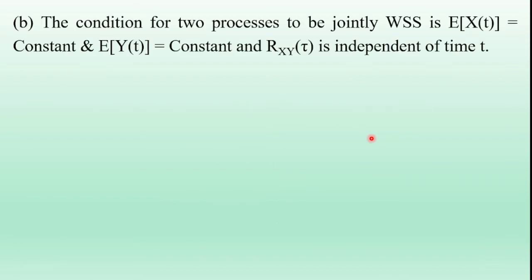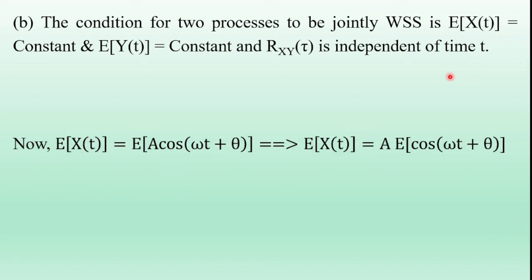And the second bit, solution: the condition for two processes to be jointly WSS is that expectation of x of t is constant, expectation of y of t is constant, and the cross correlation function is independent of time. If this condition is satisfied, the given random processes x of t and y of t are said to be jointly wide-sense stationary. In the first bit, Rxy of tau is already calculated, and that expression is independent of time t. Hence x of t and y of t are jointly wide-sense stationary random processes.